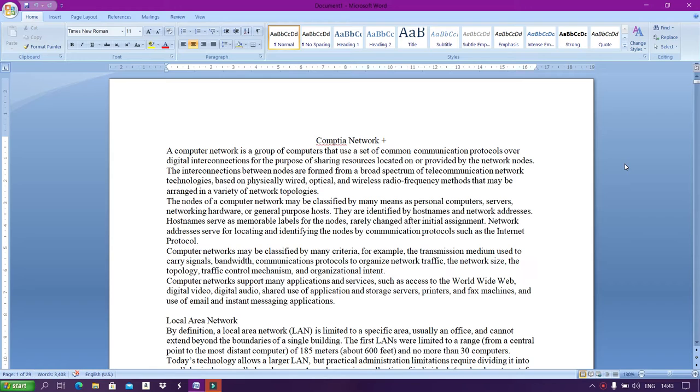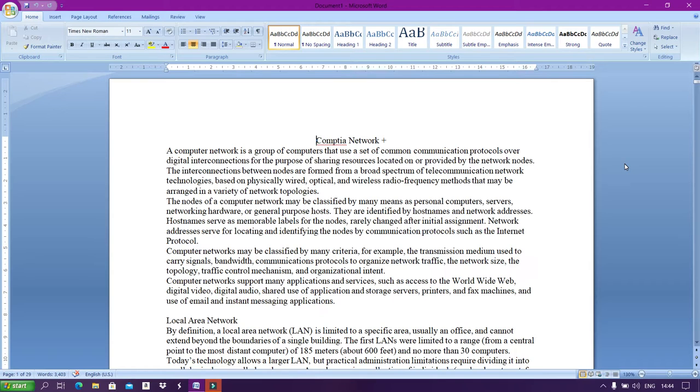Nodes of a computer network may be classified by many means as personal computers, servers, networking hardware, and or general purpose hosts. They are identified by host names and network addresses. Host names serve as memorable labels for the nodes, rarely changed after initial assignment. Network addresses serve for locating and identifying the nodes by communication protocols such as the Internet Protocol.